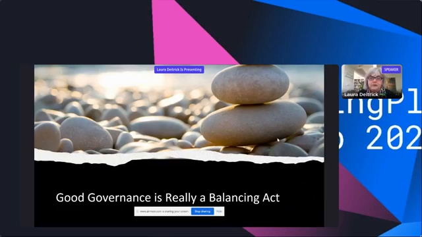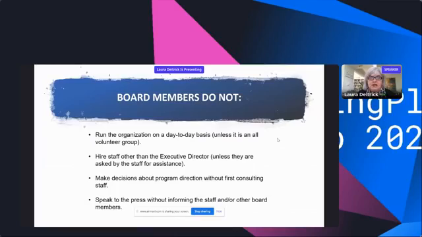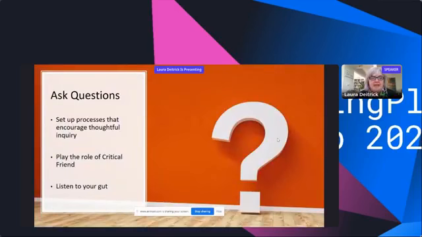And I just have two more slides and then I'll stop sharing and I can take questions. Ultimately, in terms of all this work, I like to remind board members what they don't do, right? And these are some of those things, because we call that getting into the weeds. And if you have a staffed organization, that is. If you're all volunteer run, then forget it, you have to do all these things too. And then I think it's really important for board members to set up processes that encourage thoughtful inquiry and play the role of critical friend, right?